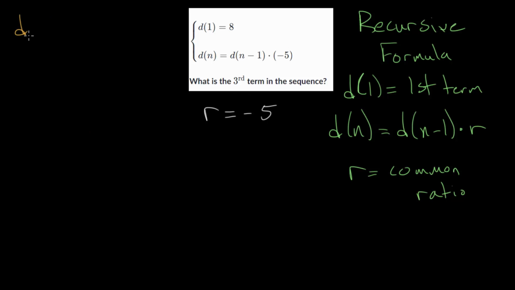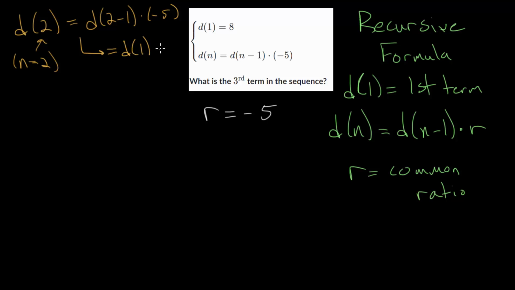So we know d of 1, but let's find d of 2. So now we're just setting n equals 2 here. And plugging that into our formula, we have d of 2 minus 1 multiplied by -5. And d of 2 minus 1, that's just d of 1. That's our first term. And we'll take our first term and multiply by -5. So 8 times -5, that's -40. So let's start writing down what our sequence is.